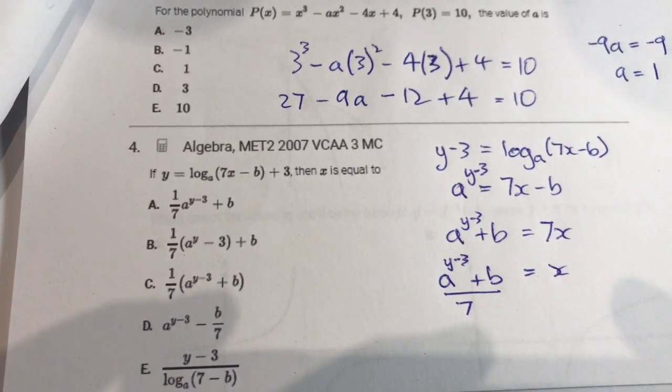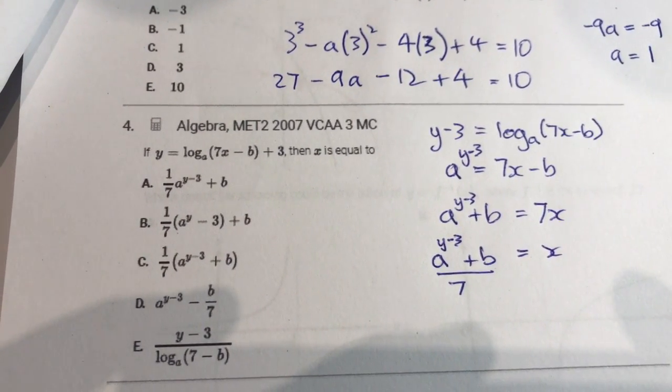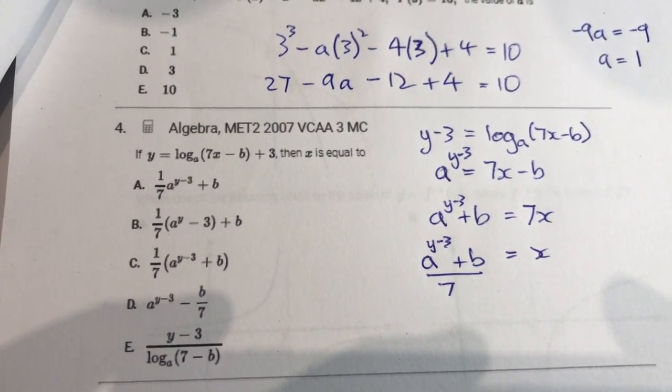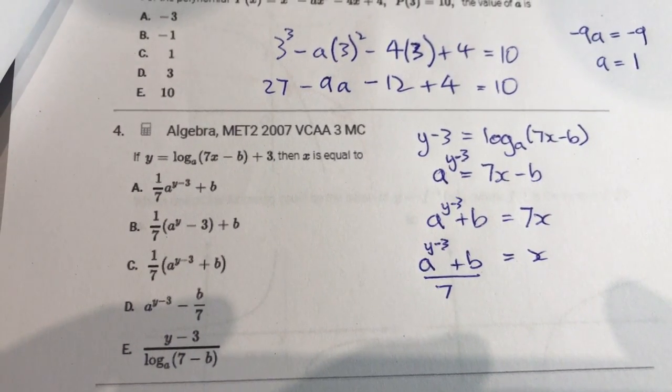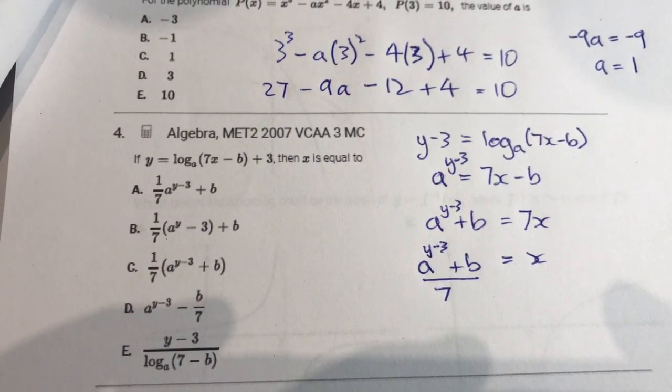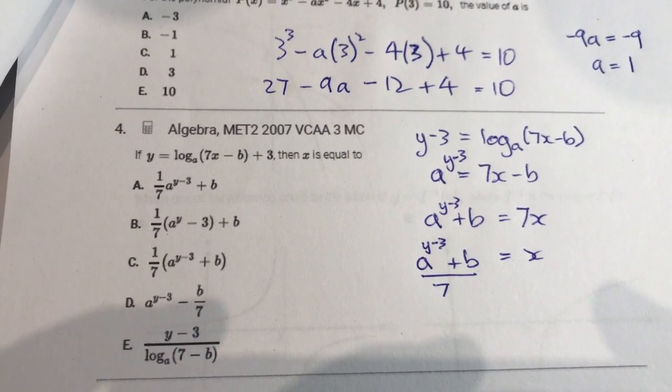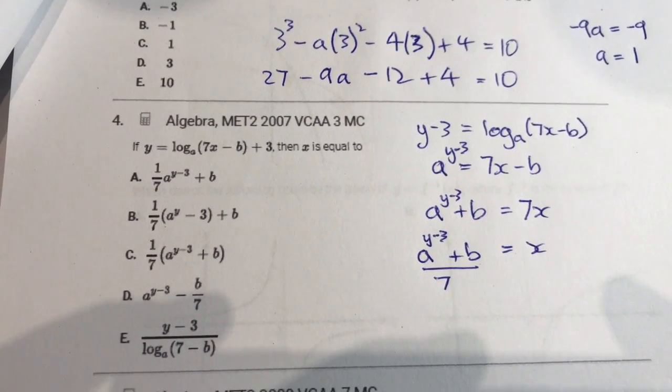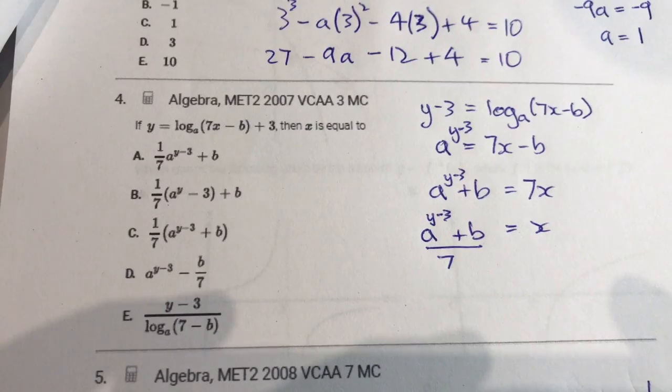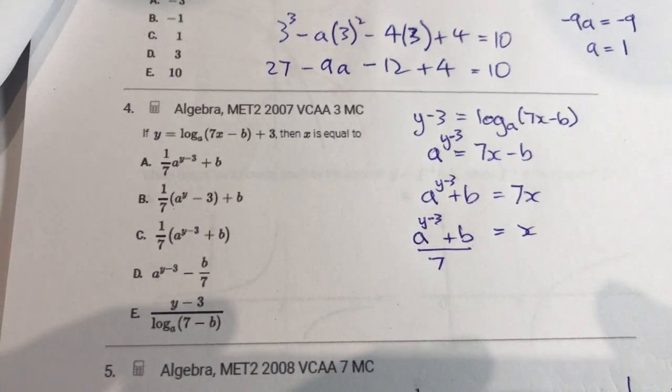Question number 4. Got a log law. So we can get out of that log law by saying that it's a to the power of y minus 3, work our way through the algebra, and we get answer C again.